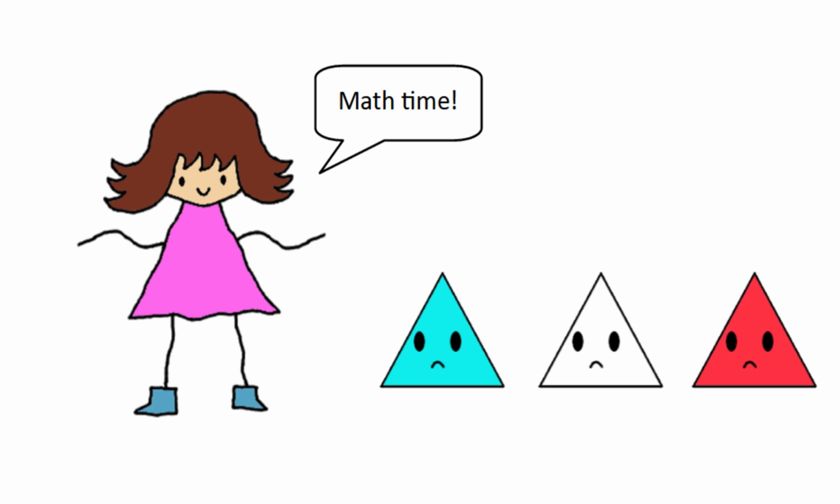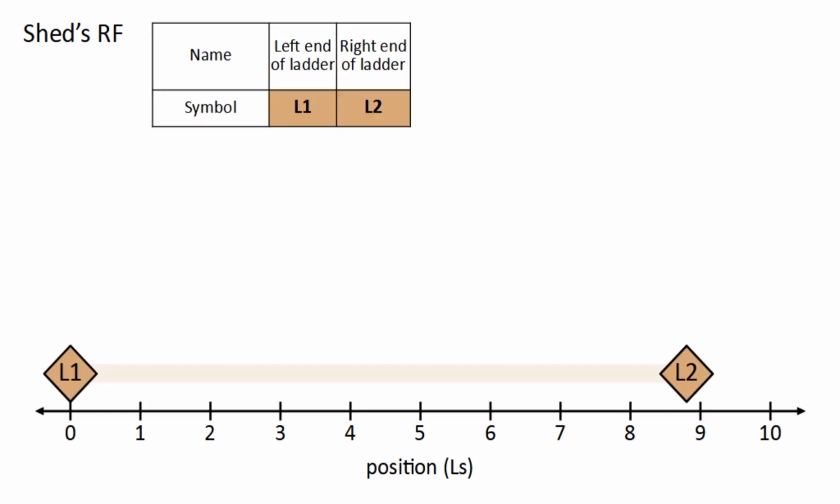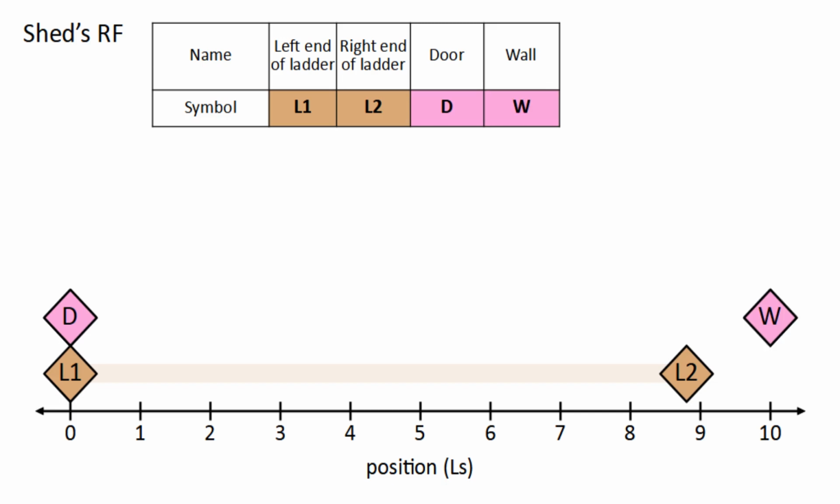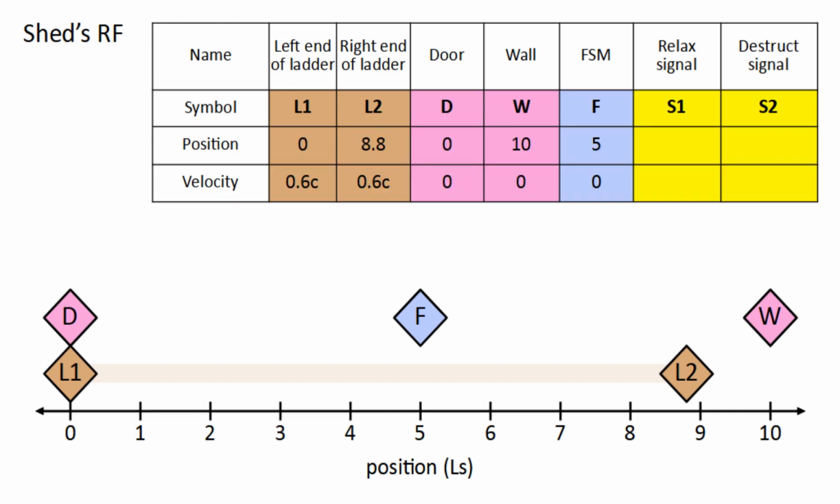To visualize this, we'll use a line with squares representing points of interest. L1 and L2 are the endpoints of the ladder. D is the door, W is the wall, and F is the finite state machine. S1 and S2 are the relax and destruct signals respectively. This table will keep track of their positions and velocities.